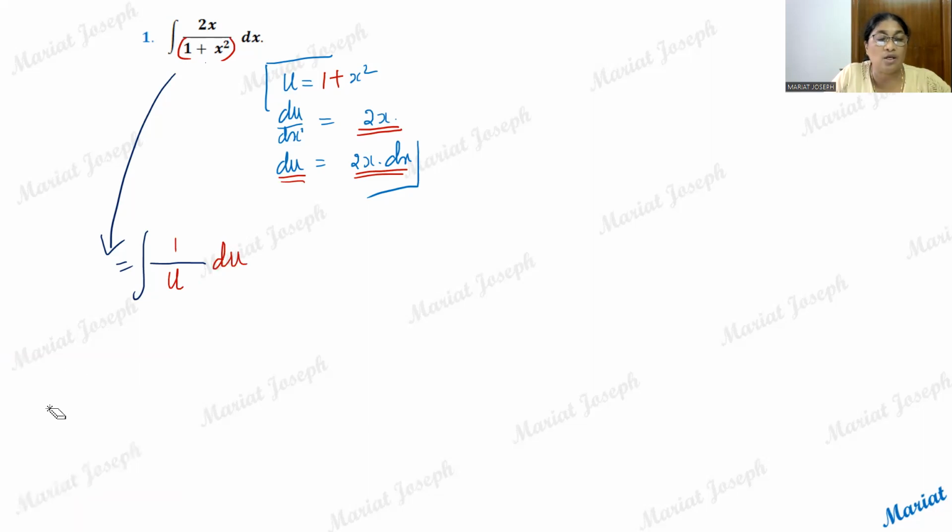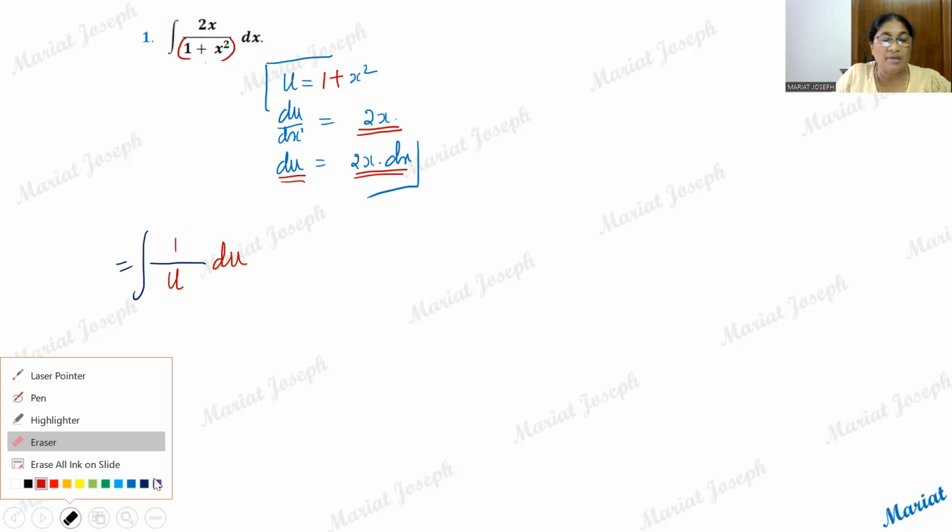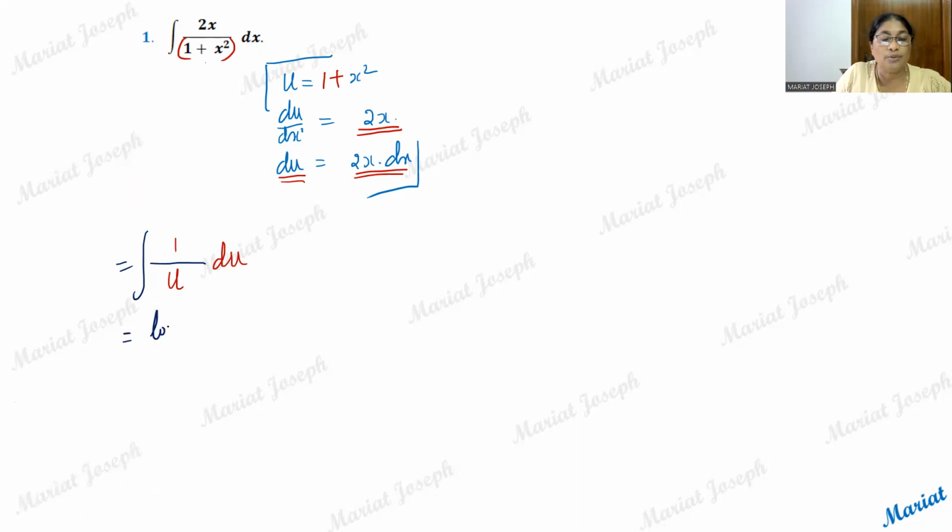Now, what is the integral of 1 upon u? Direct formula. What is the formula for the integral of 1 upon u? Log u. So log of mod u plus c. Now replace the u. u was taken as 1 plus x square, plus c.